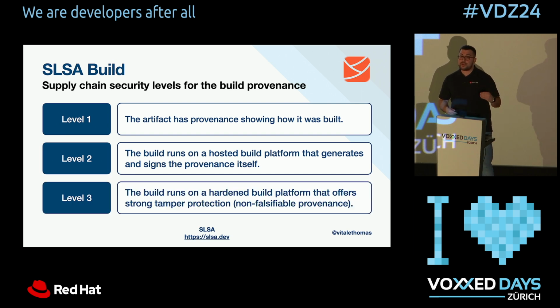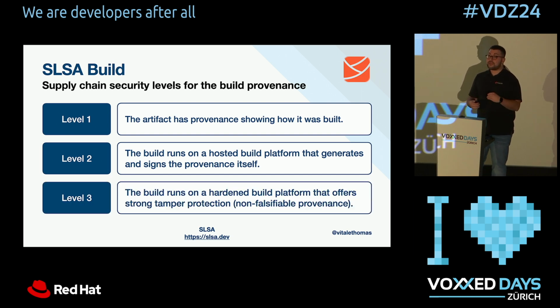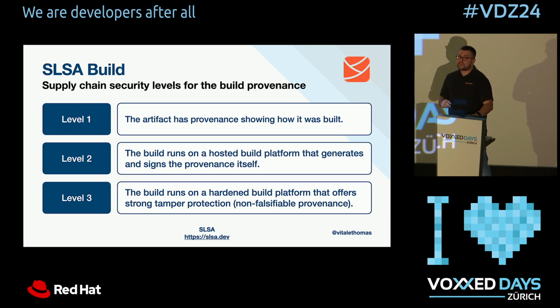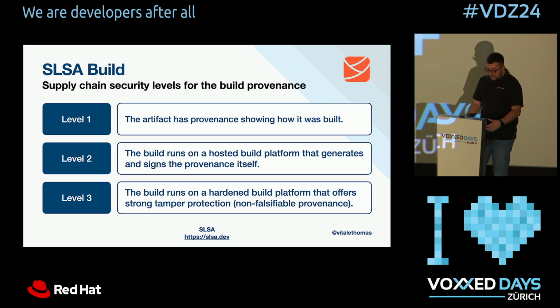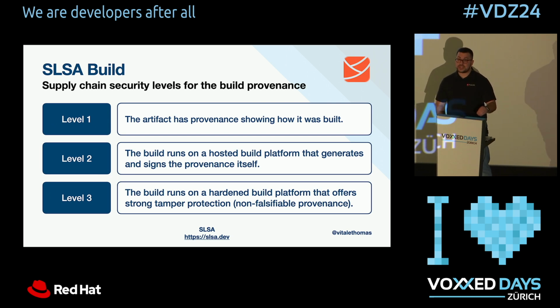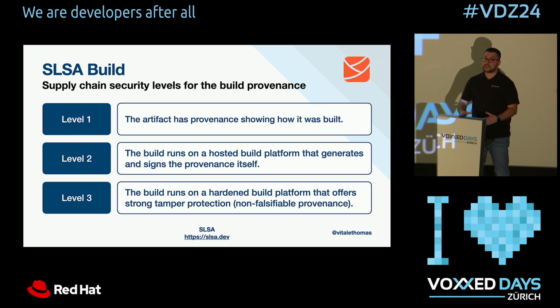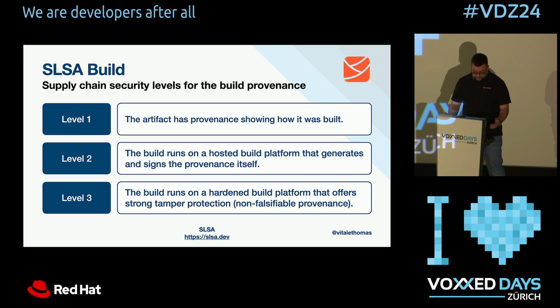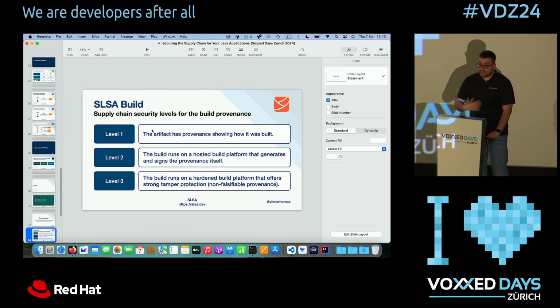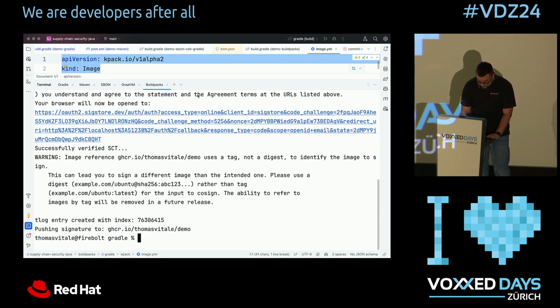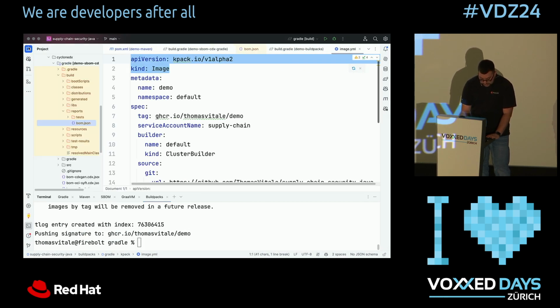And then we have level three, where the provenance that is generated by platforms like GitHub is not only signed, but it's also protected against tampering, so non-falsifiable provenance. Now, since I'm using GitHub, I can actually use the official SLSA generator from the SLSA project that they implemented for GitHub. So what I can do, I have a pipeline on GitHub to build my software.